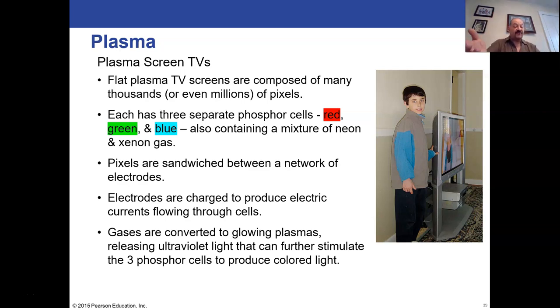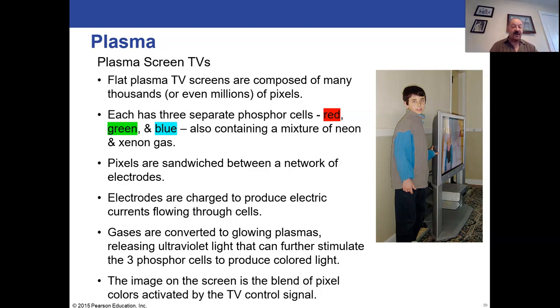They produce ultraviolet light, and the ultraviolet light hits the phosphors, and the phosphors produce either red, green, or blue light in various combinations. And depending on which charges are activated in which pieces of each pixel cell, you will get different combinations of color, and that's what produces the image that you see on a TV. So it's really quite remarkable.